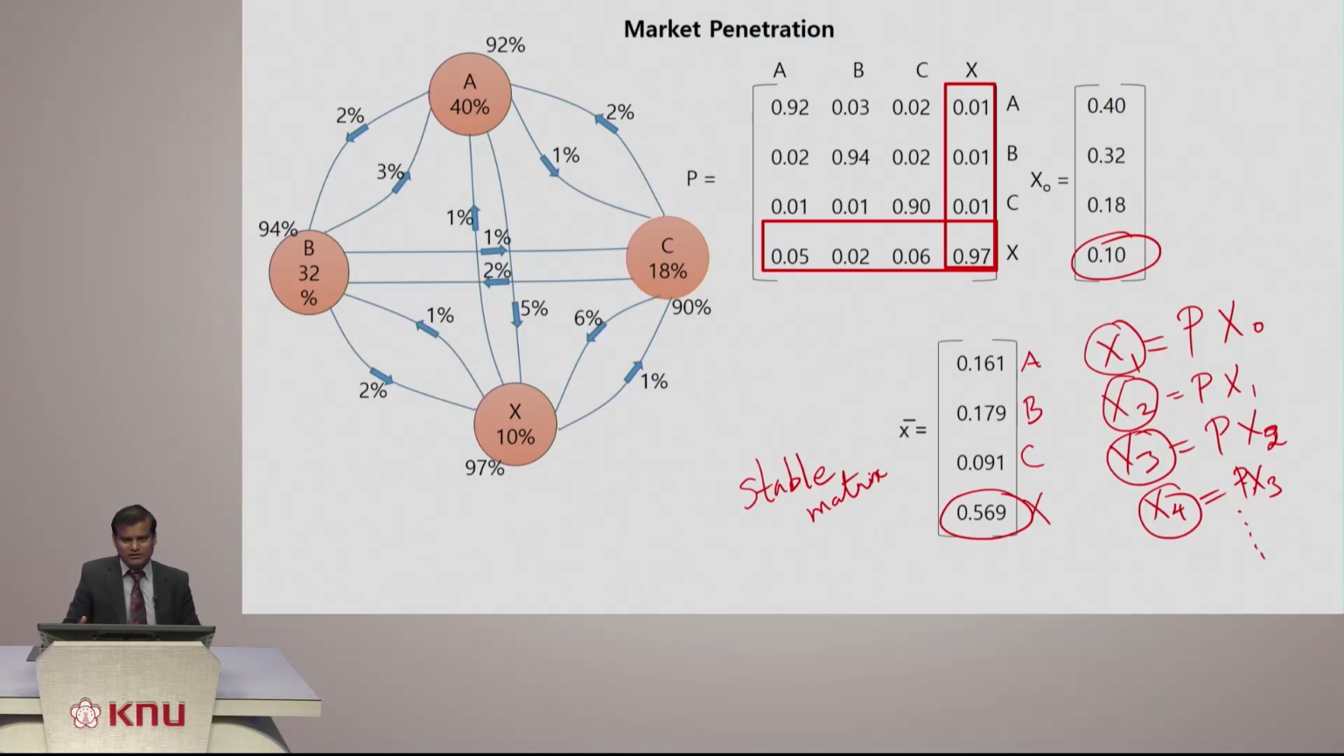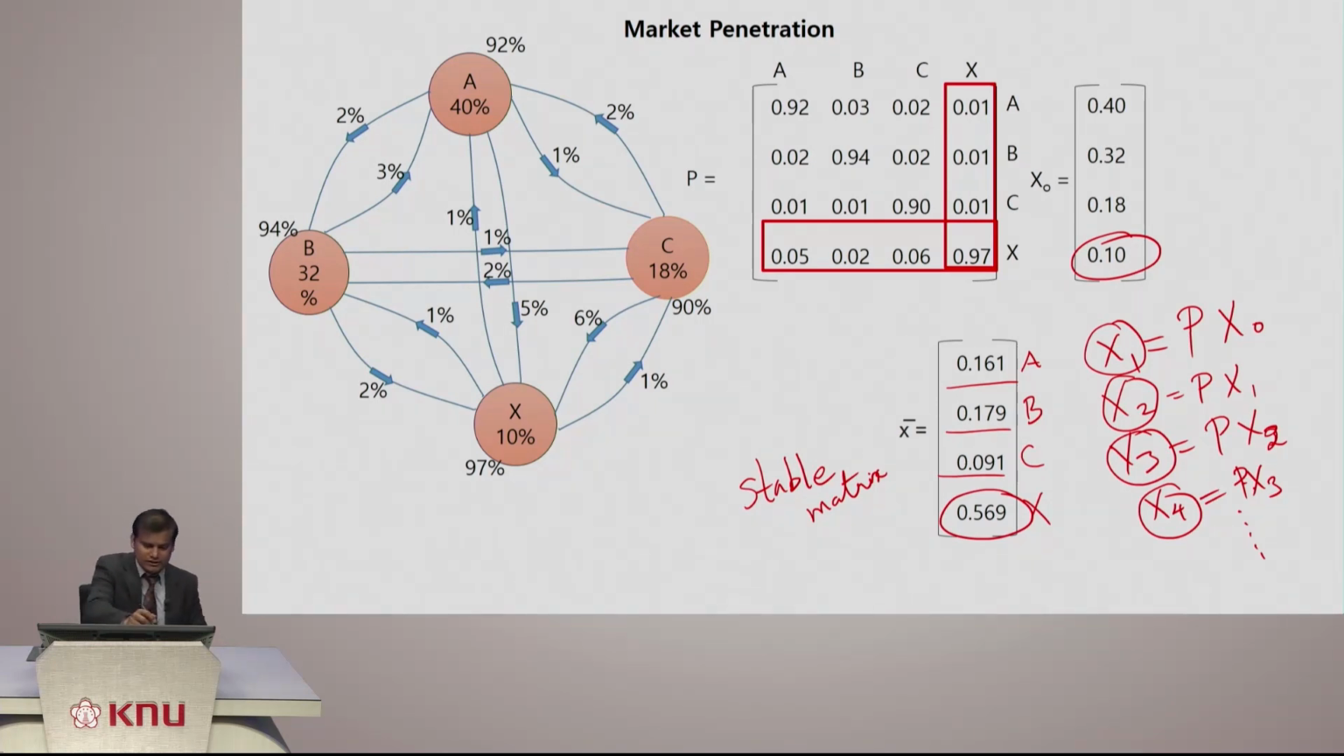But if you look at other brands, of course they have reduced significantly. For example, product C is reduced almost 50%. It has reduced from 0.18 to 0.091, and that has to do a lot with two factors, if you notice.